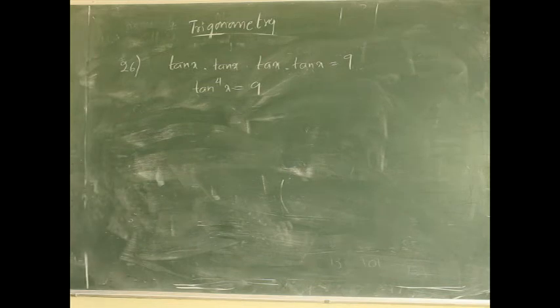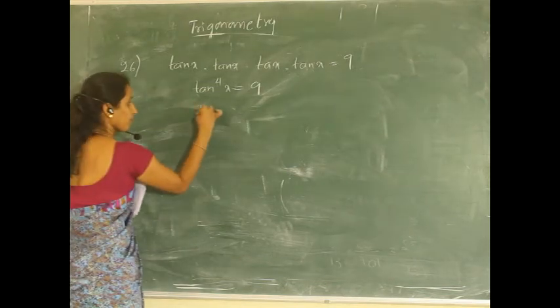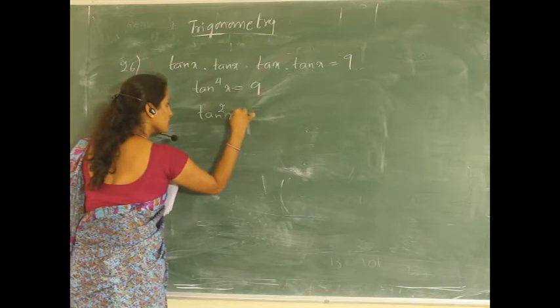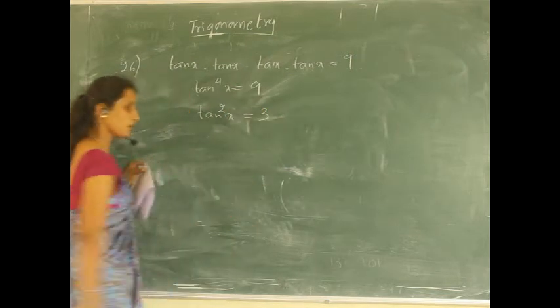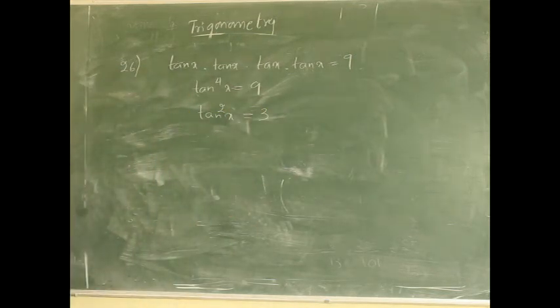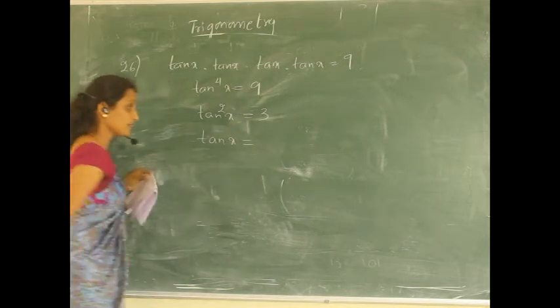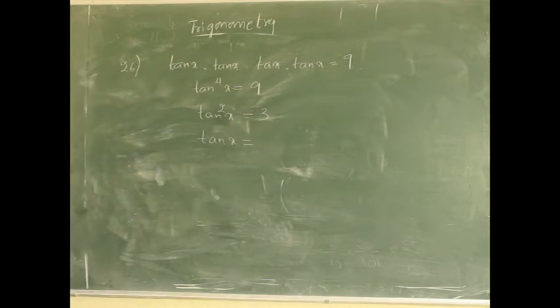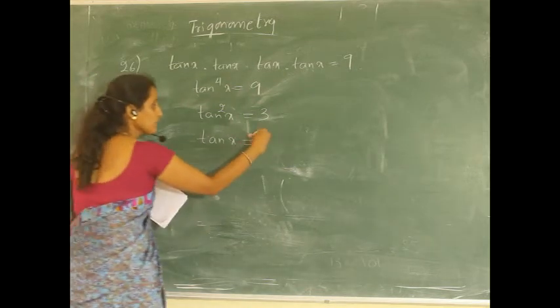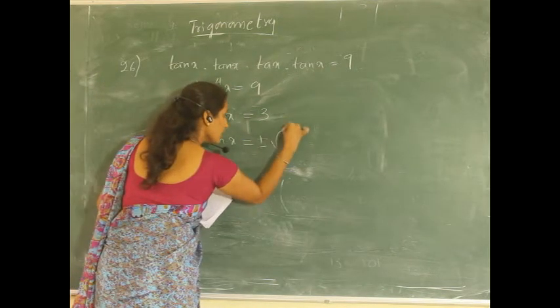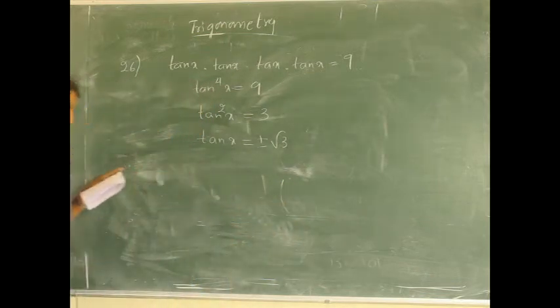So when we take the root, tan square x is equal to 3. It is not plus or minus 3, because tan square is always positive. So tan square x equals 3. Then tan x can take plus or minus values, so tan x is plus or minus root 3.